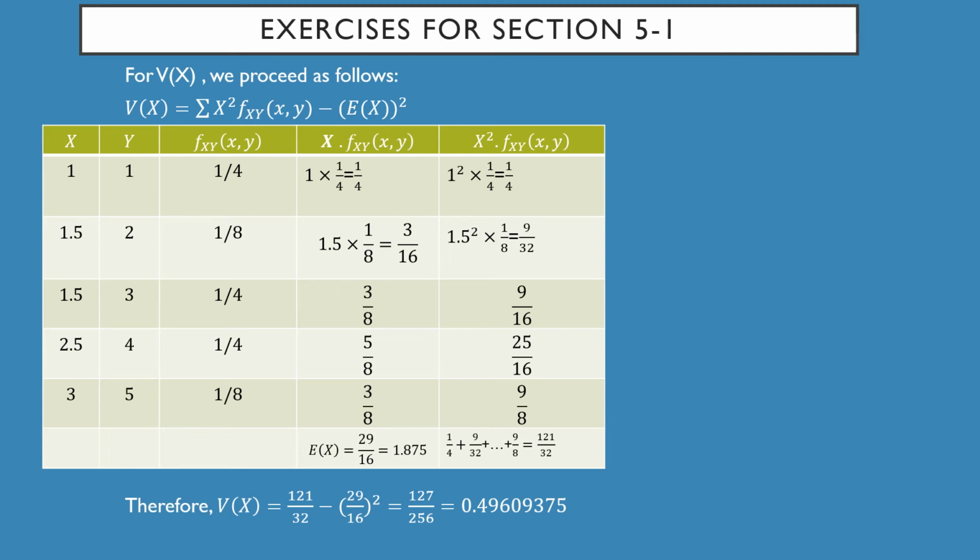Let us substitute the mean value and the sum of x square into f in the formula of variance of x, and let us see what happens. I will replace the sum of x square into f with 121 over 32 minus the mean of x, 29 over 16, whole power 2, and the output is 127 over 256. After using the calculator, in decimal form we have the variance as 0.49609375.